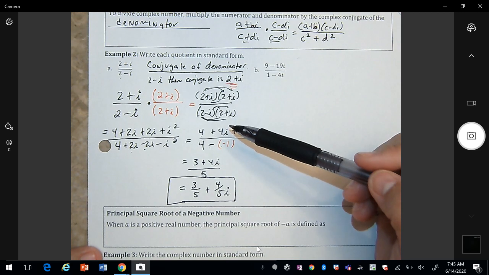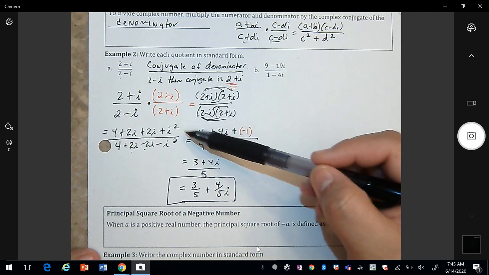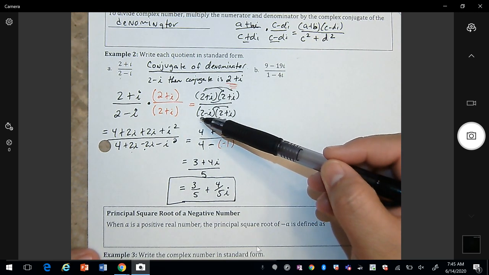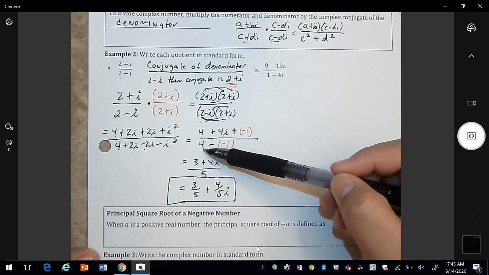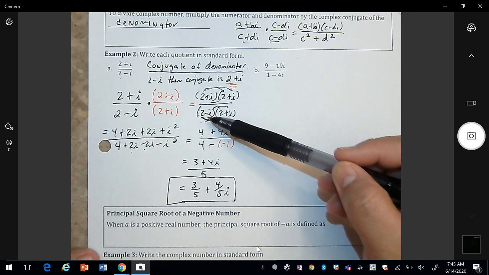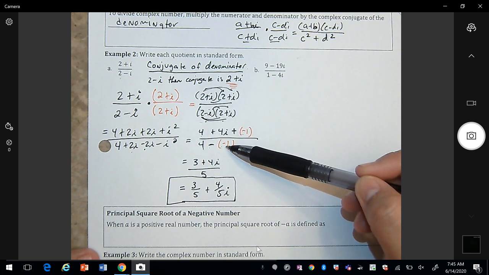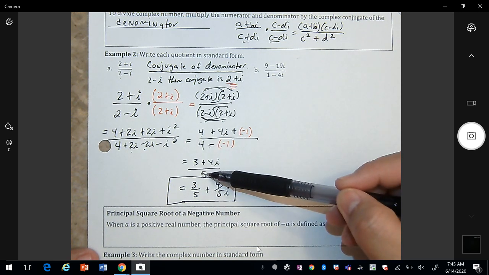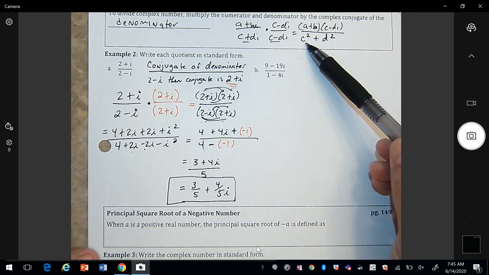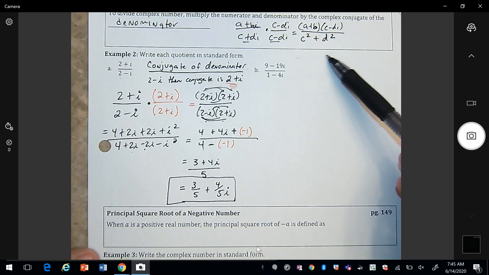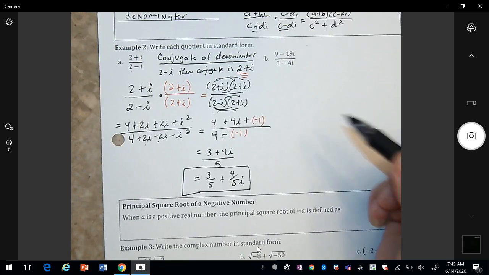Again, the shortcut for the conjugates down here would have been to square the 2, which is 4, and to square the 1, which is 1. So 4 plus 1 would be 5. That's a shortcut if you want to use c squared plus d squared. Okay, letter B.